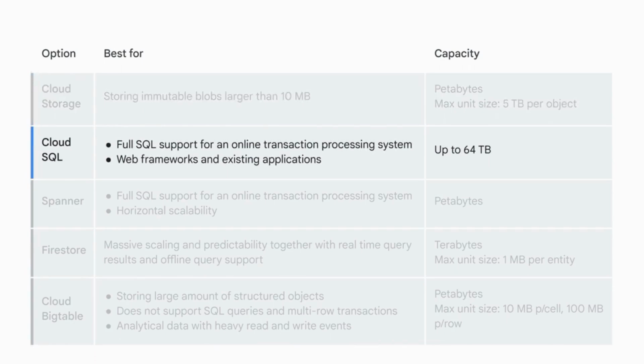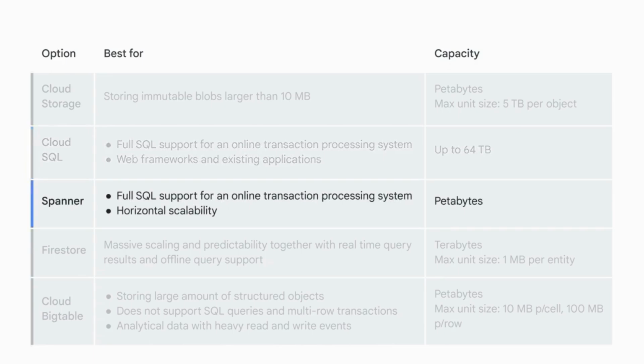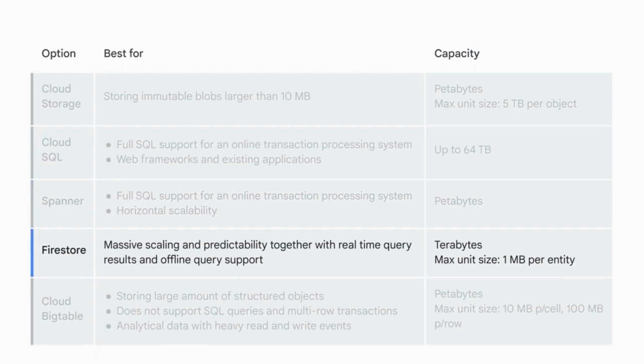Consider using Cloud SQL or Cloud Spanner if you need full SQL support for an online transaction processing system. Cloud SQL provides up to 64 terabytes, depending on machine type, and Cloud Spanner provides petabytes. Cloud SQL is best for web frameworks and existing applications, like storing user credentials and customer orders. If Cloud SQL doesn't fit your requirements because you need horizontal scalability, not just through read replicas, consider using Cloud Spanner.